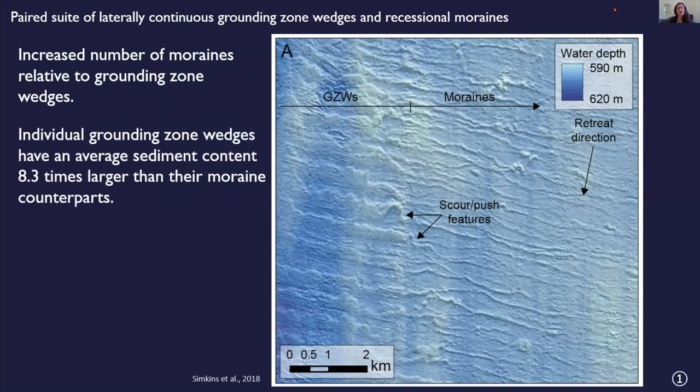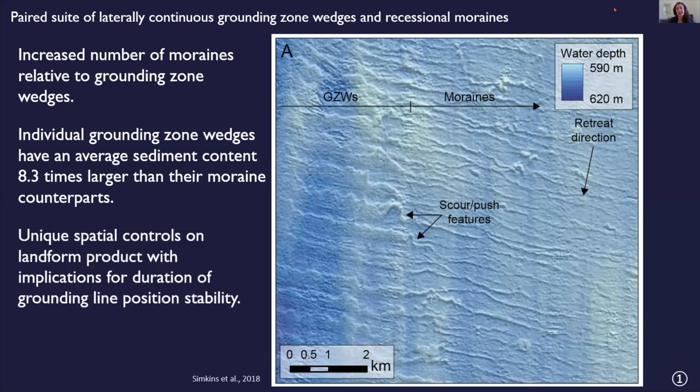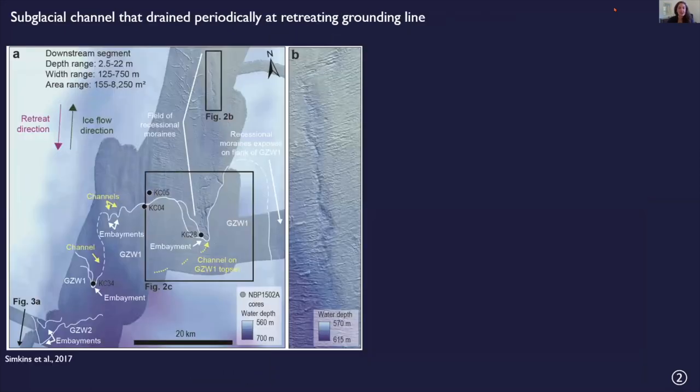We also notice, if we look at some of the acoustic profiles that go across these features and think about sediment content in terms of cross-sectional area of these individual landforms, the grounding zone wedges have over eight times more sediment than the moraines. And so clearly there's a sediment availability, mobility control on which landform will be produced. But also that implies time, right? So we know just based on counting these features that time is involved. And so really this shows that there are spatial controls across a single grounding line that are important in dictating landform products. Also, we can think about channelized drainage at grounding lines.